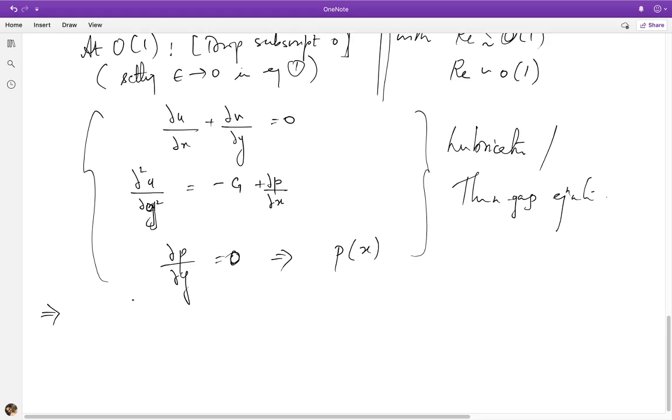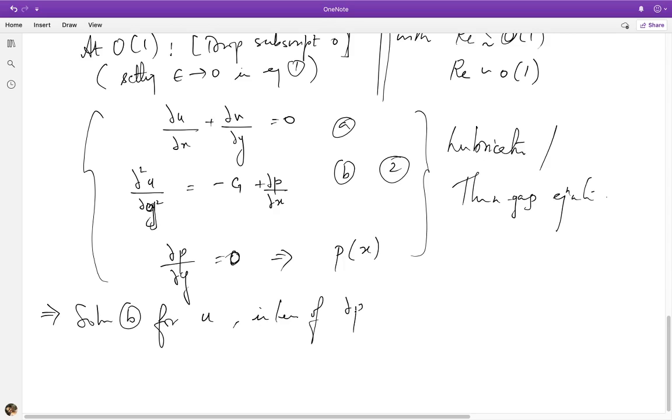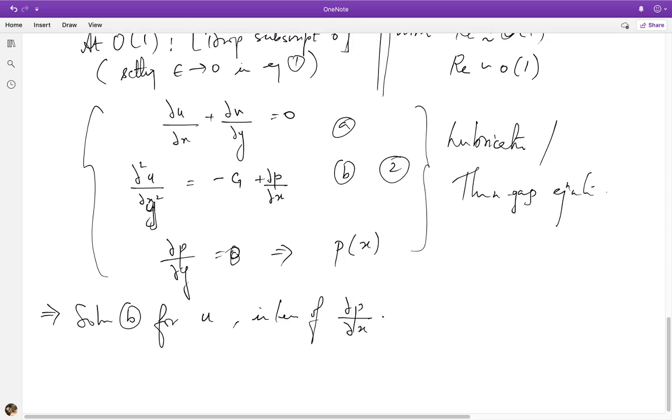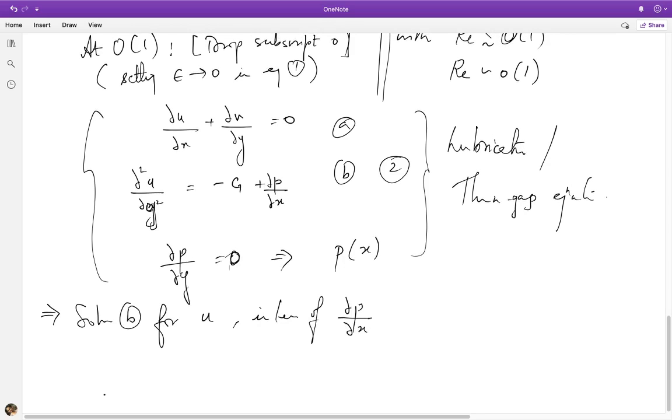So let's do that now. Let's call these equations 2, right, 2a and 2b, with the understanding that the right hand side of 2b is independent of y. So I can now solve 2b for u, but of course it's still in terms of the unknown pressure gradient dp dx, the unknown induced pressure variations.